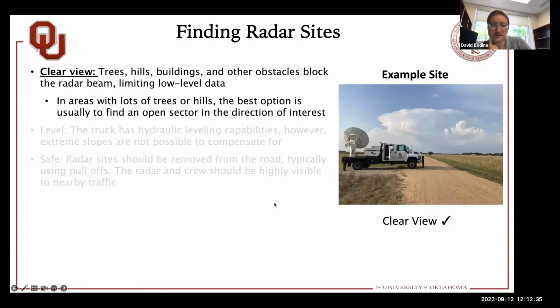So finally, I'll close by talking about what we look for when we go out in the field for radar sites. We'd like to have a clear view, so very few trees, buildings, hills, and other obstacles. Here's an example of a good site where there's very few obstacles impeding the radar from scanning this thunderstorm. If there are lots of trees and hills, then we usually try to find an open sector in the area of interest. So if there were trees not in front of the thunderstorm, but behind, off in the other direction, we wouldn't care about those trees necessarily if we're just scanning this thunderstorm.